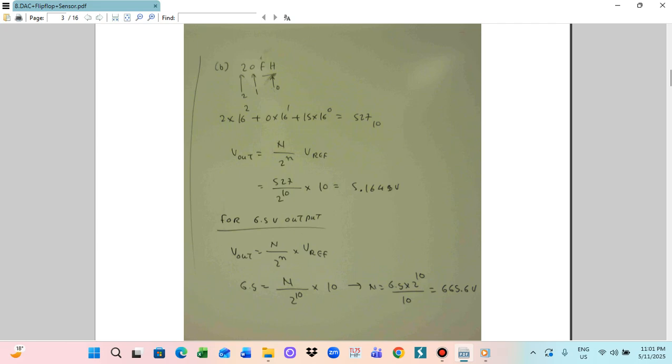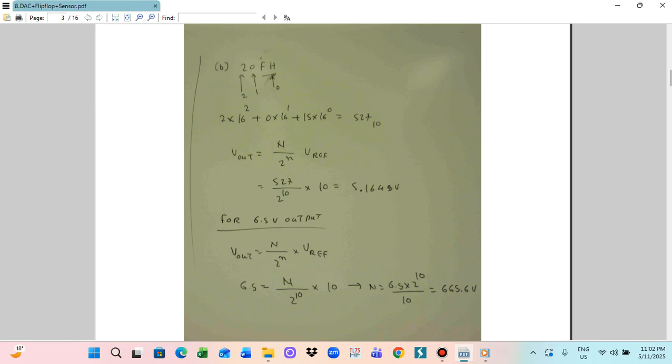V out is equal to N divided by 2 power n into V reference. In this case, the hexadecimal is given as 20FH. 20FH means that FH is the 0 position, 0 is the 1 position, and 2 is the 2 position. So this is 2 multiplied by 16 squared plus 0 multiplied by 16 power 1 plus 15 multiplied by 16 power 0. By solving this, you get 527. So number 527 divided by 2 power n, where n is 10 digits, so 2 power 10. Substituting in this formula, you get 5.16484. This is the digital to analog conversion.